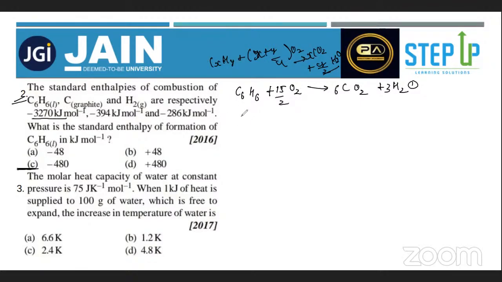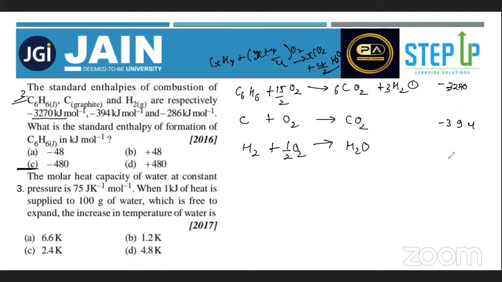The second reaction is the combustion of graphite: C plus O2 forms CO2. No need of balancing anything here. Then for H2, you write it as H2 plus half O2, which leads to the formation of water. So these are the three reactions. In all cases, what is delta H? Here it is minus 3270. In this case, it is minus 394. And in this case, it is minus 286, which is given in the question.